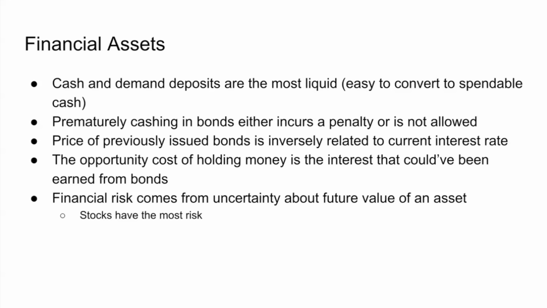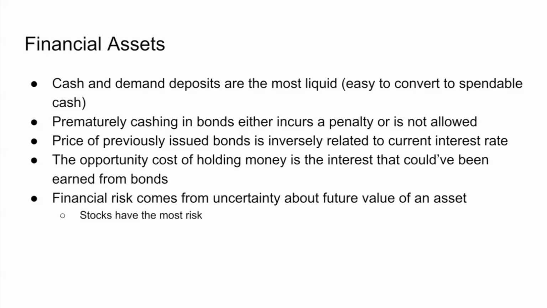You have to wait. The price of previously issued bonds is inversely related to the current interest rate. So if the current interest rate is higher, then people are more likely to save their money right now in order to earn interest rather than purchase previously issued bonds. So lower demand for previously issued bonds causes price to go down. The opportunity cost of holding money is the interest that could have been earned from bonds, because by holding on to money, you're not earning interest.